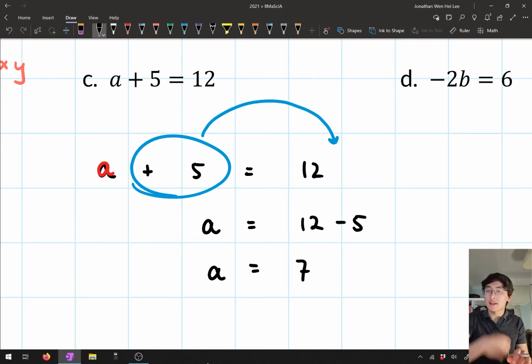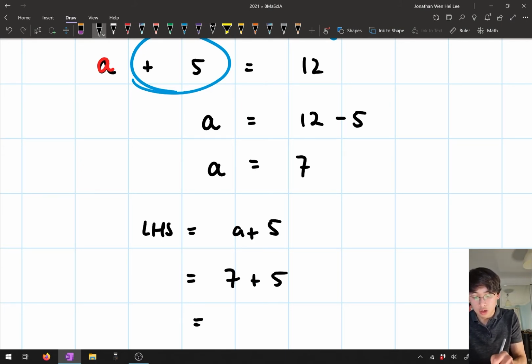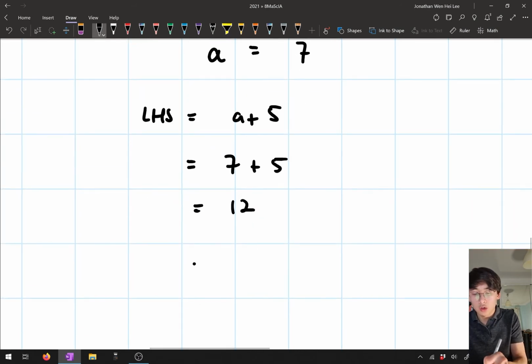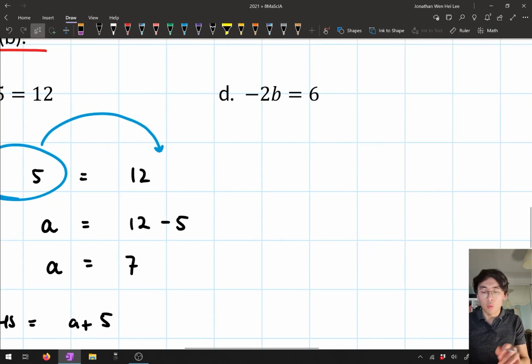Once again, you could have checked our solution. So our left-hand side is going to be a plus 5, and if we replace a with 7, our solution, we end up getting 12, which is indeed what the right-hand side is equal to. Okay, final example for one-step equations.